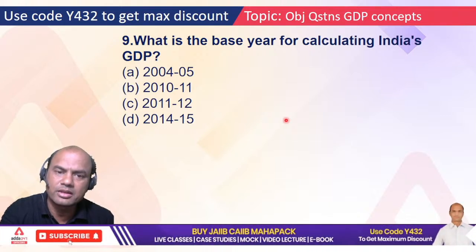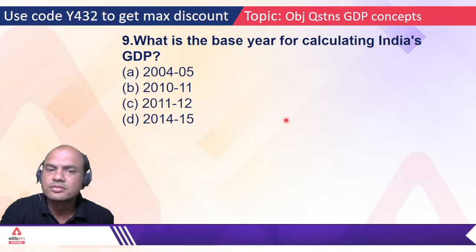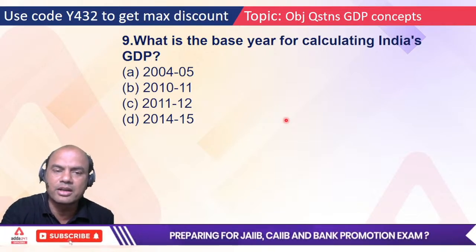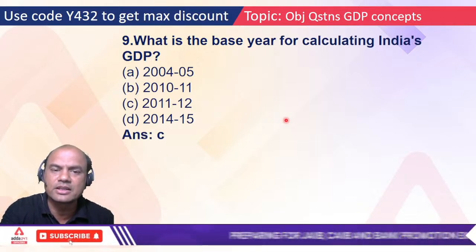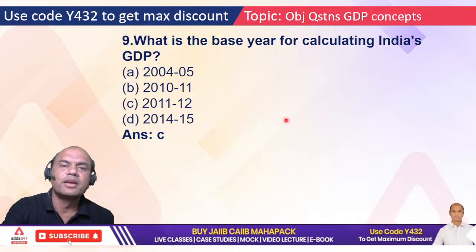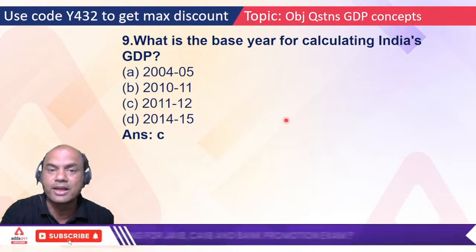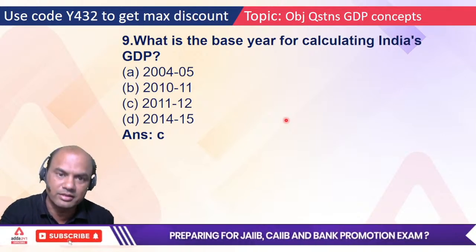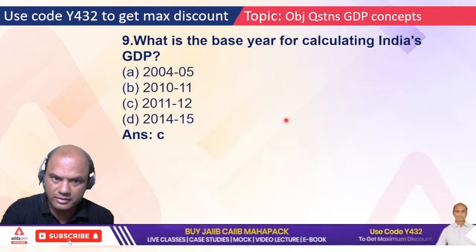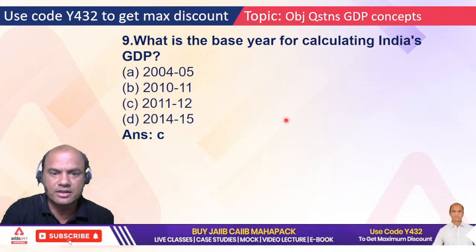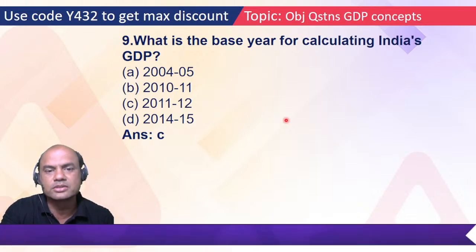B? No. C. Everyone is typing D. Many of you are typing D. D is not the answer. The base year is C, 2011-12. Now even the government is planning to change. See here, I am telling you, it's planning to change to make it 17-18. But they haven't changed as yet. Up till now, as of today, it is 2011-12.